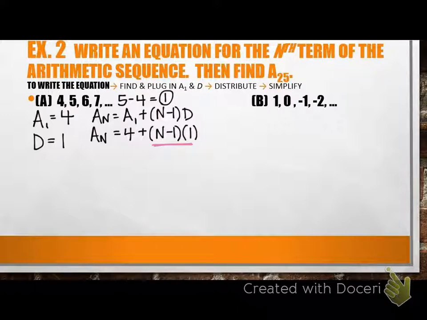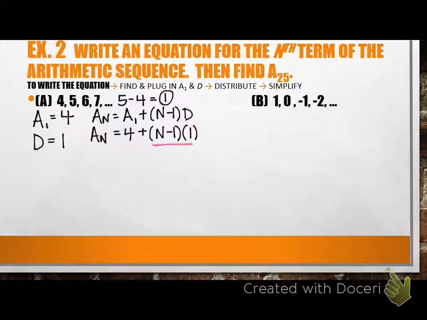I distributed this. All right? Because I've had people tell me to distribute the 4. But what stops me from being able to distribute the 4? What's between the 4 and the parenthesis? A plus sign. So I can't distribute over a plus sign.